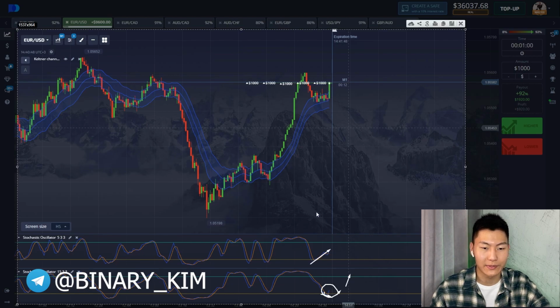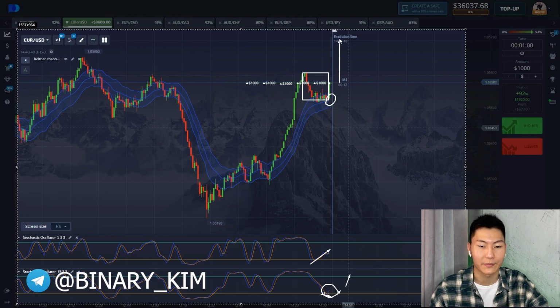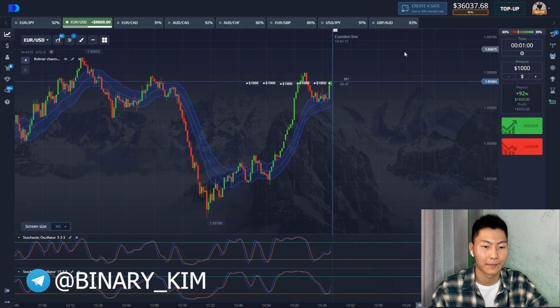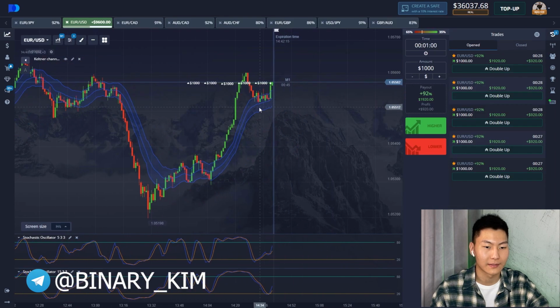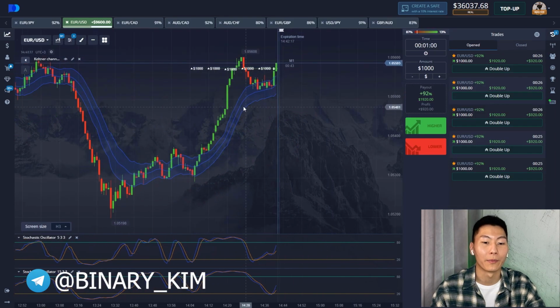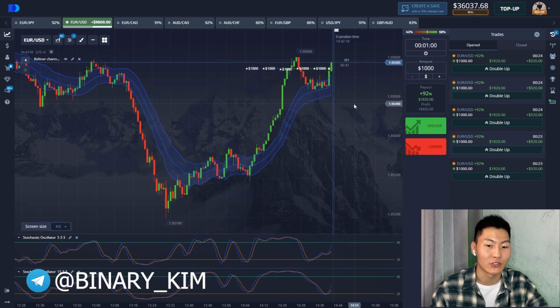Also, we see the positive dynamics on the upper stochastic, so early on the correction did happen, and the price entered this channel. And from this local low, I think the price should continue going up. That's why I open our long position here in general.